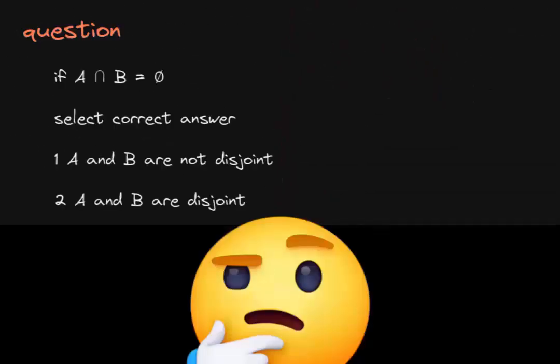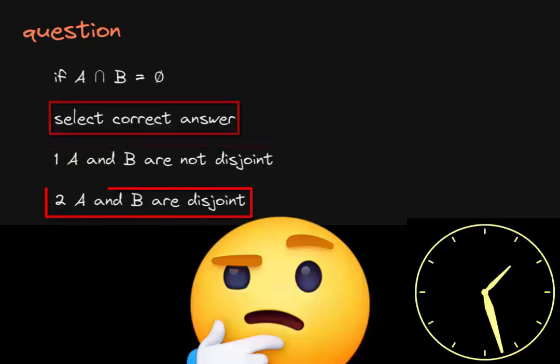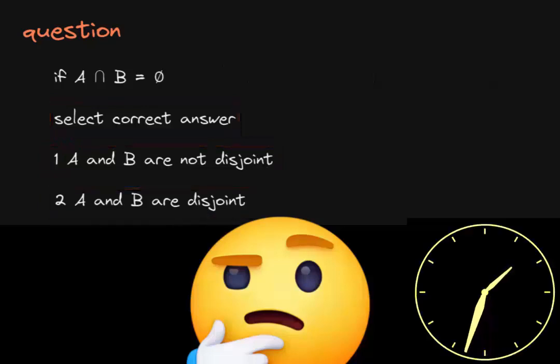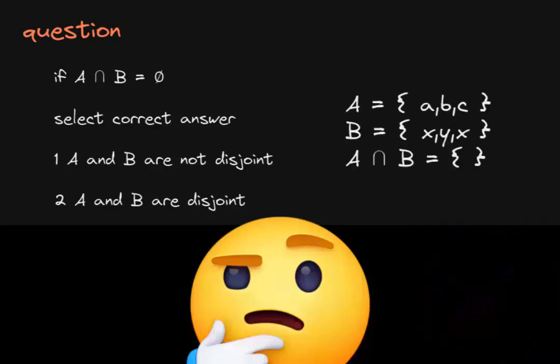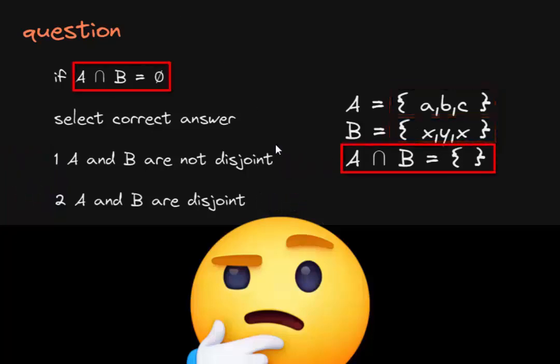Let's suppose that we have two sets, A and B, and the intersection between these sets is the empty set. That means that the two don't have common elements. So about this, select the right answer, 1 or 2. You guessed right, these two are disjoint sets because they do not have common elements, and the condition to prove this relies on the empty set intersection.